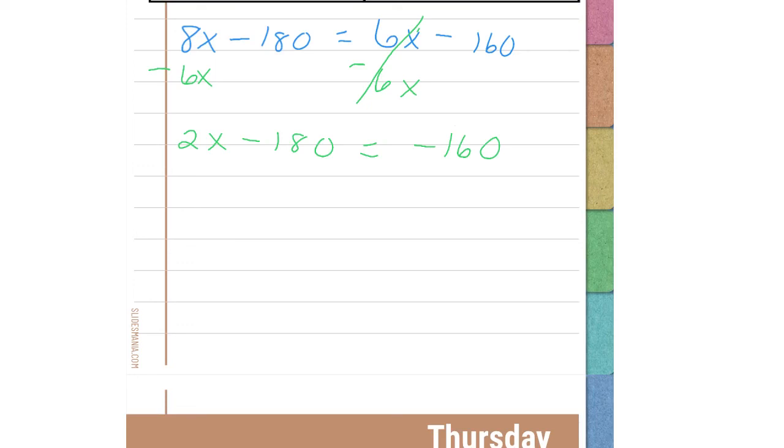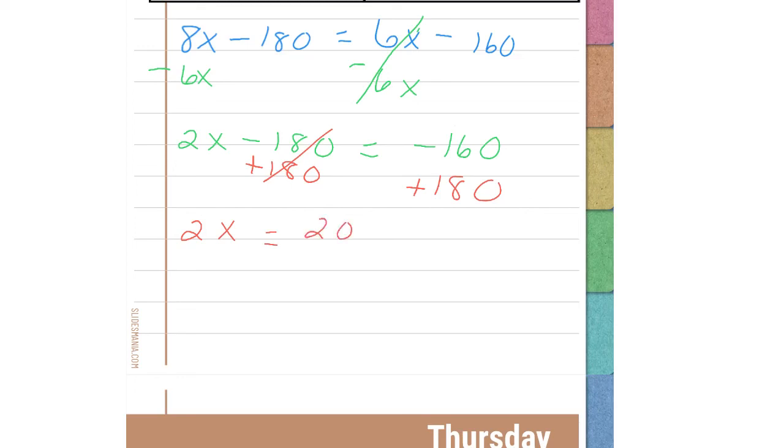Now, I have all of my x's on one side. Now I need to get all of my numbers to the other side. So I'm going to start with that negative 180. Well, what's the opposite of negative 180? Plus 180. All right, so then that leaves me with 2x is equal to negative 160 plus 180. Well, that is just positive 20.